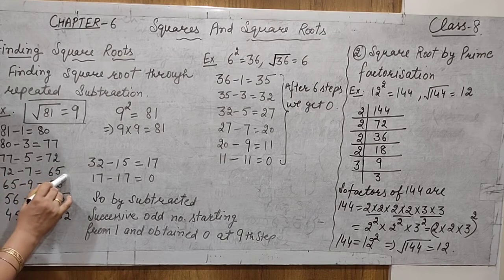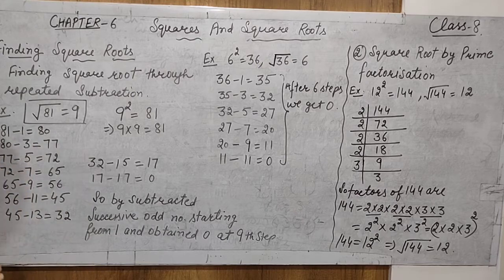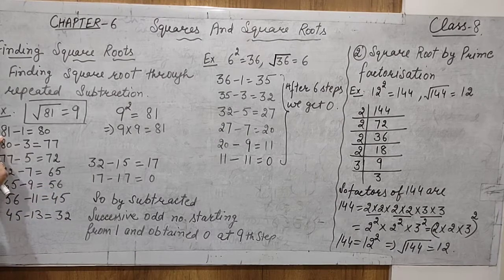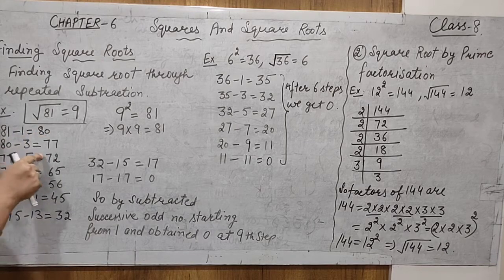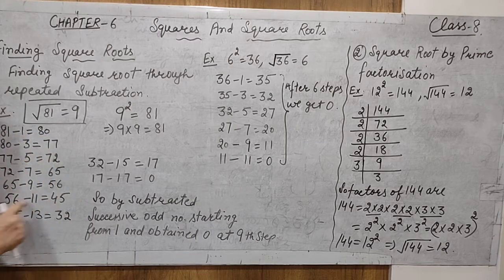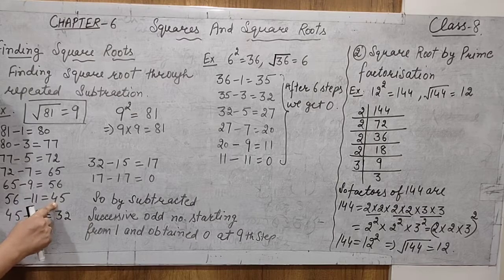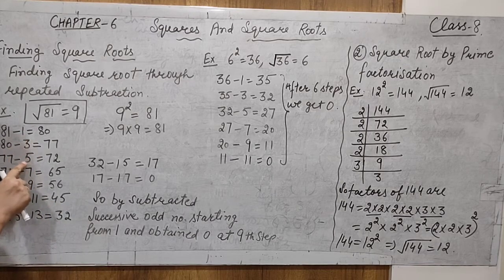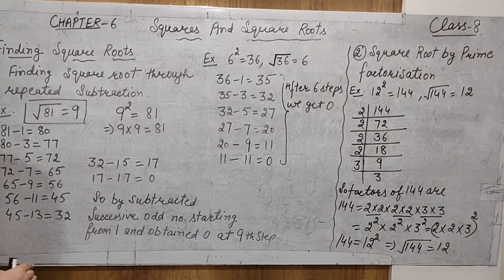From 72, subtract 7. We get 65. Now similarly, 65 minus 9. What do we get here? 56. Now subtract 11 from 56. What do we get? 45. From 45 the next odd number is 13. 1, 3, 5, 7, 9, 11, 13. You can see the successive odd numbers.